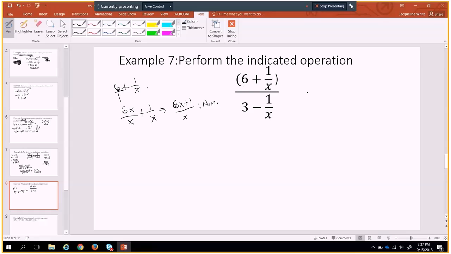Right? So let's work with a denominator now of 3 minus 1 over x. Same exact steps. We have x as the denominator for this one, and 1 as the denominator for this one. So what is this guy missing again? An x. So we multiply the top and the bottom by an x, and we have that.